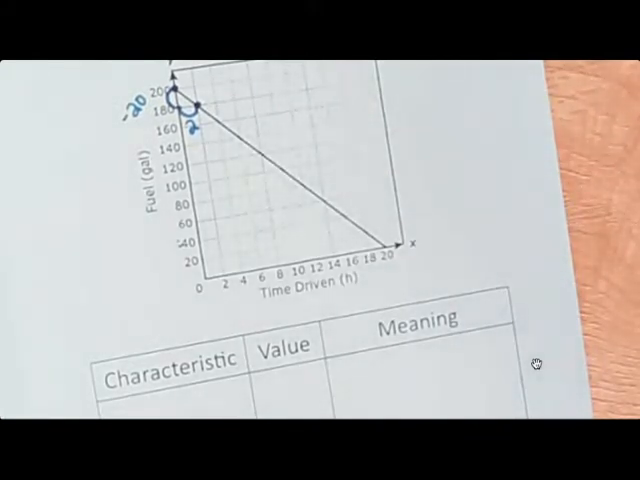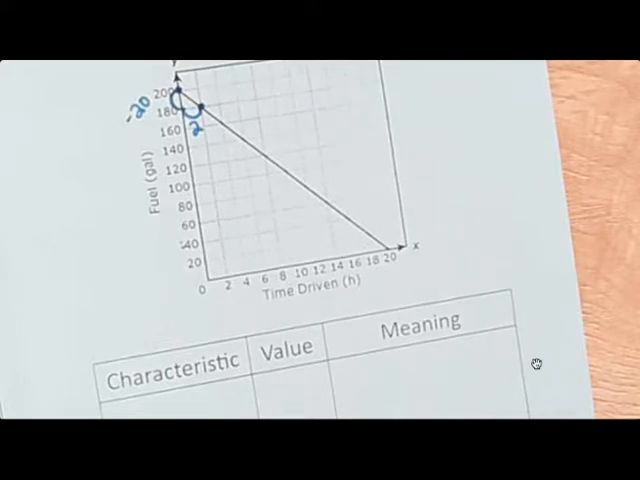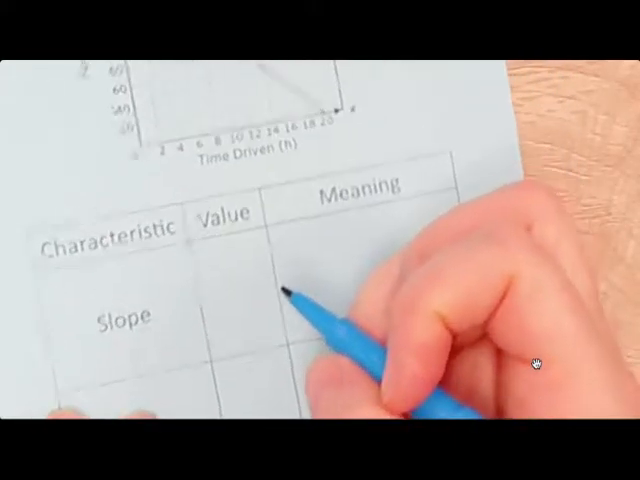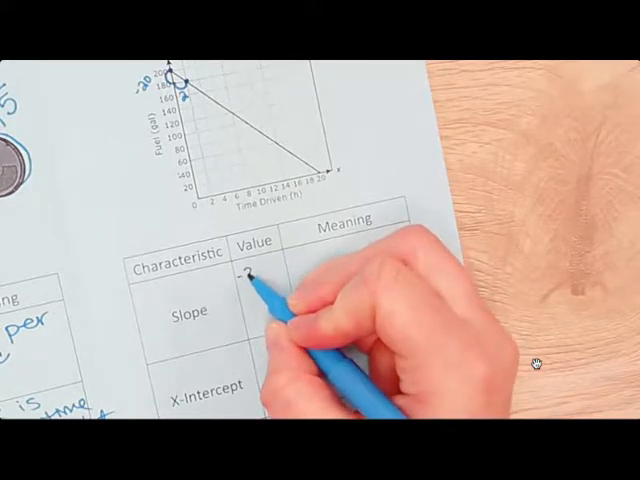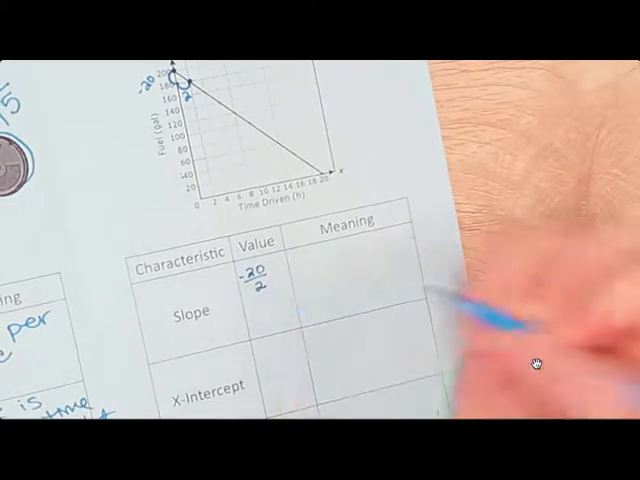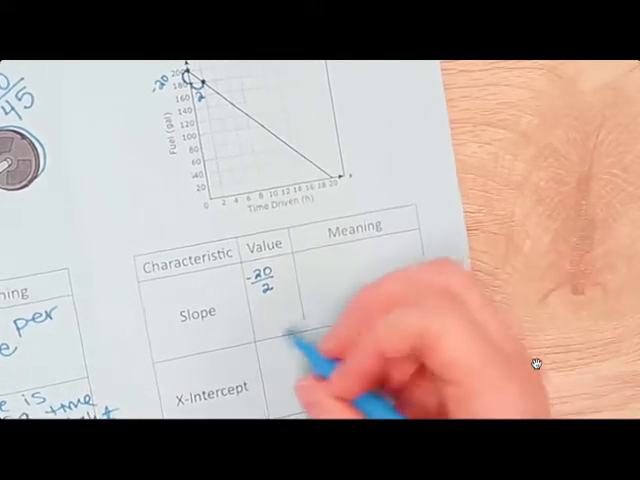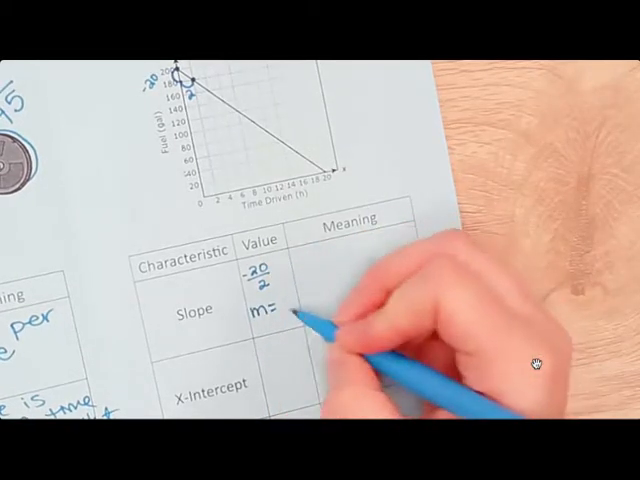Only one of them is going to be negative, not both, because going up and down decides positive and negative, but you always go right. So our slope is going to be negative 20 over 2, but then we can simplify it. So m equals negative 10.